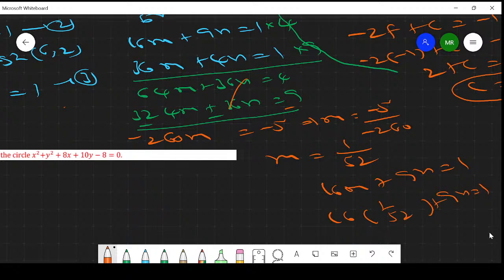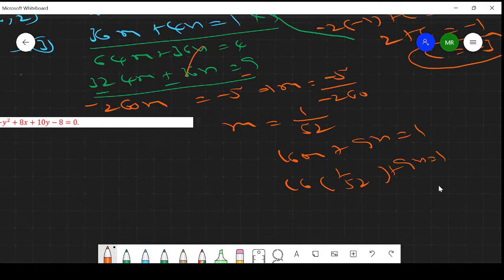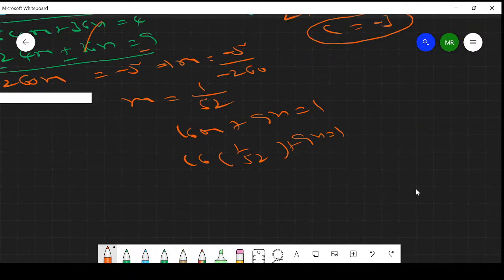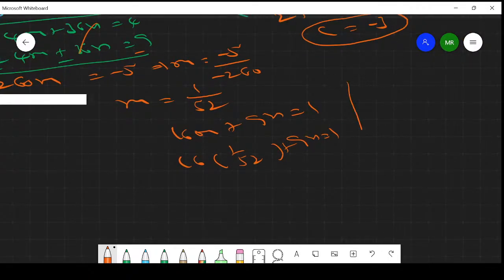Simplify this. When I am simplifying this equation here, be careful. 16 by 52 will be 4 by 13, plus 9n is equal to 1, right? 4 fours are 16, 4 thirteens are 52, right? 9n is equal to 1 minus 4 by 13.